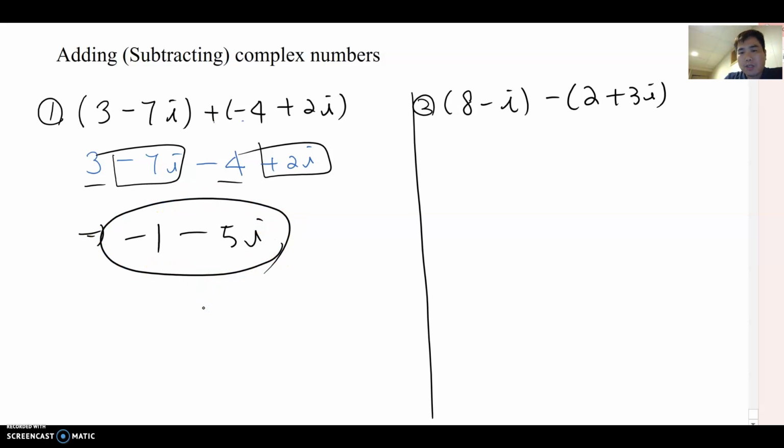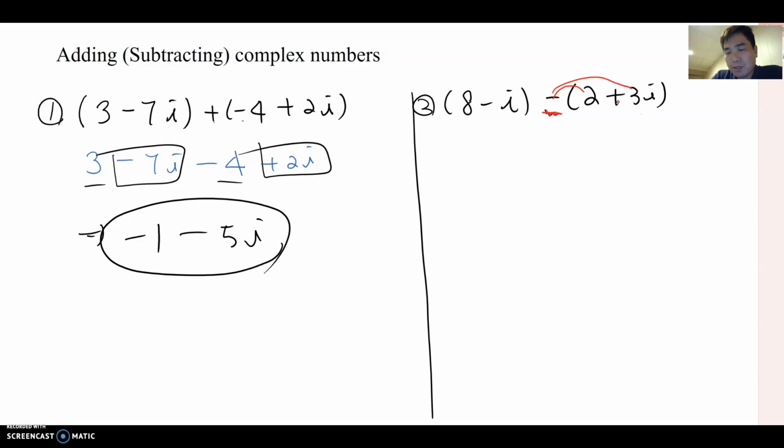Okay, now look at number 2. 8 minus i minus (2 plus 3i). We have a minus sign here, which means when you open the parentheses, you must distribute. In other words, you change their signs. You must do so, otherwise it is not the correct calculation.